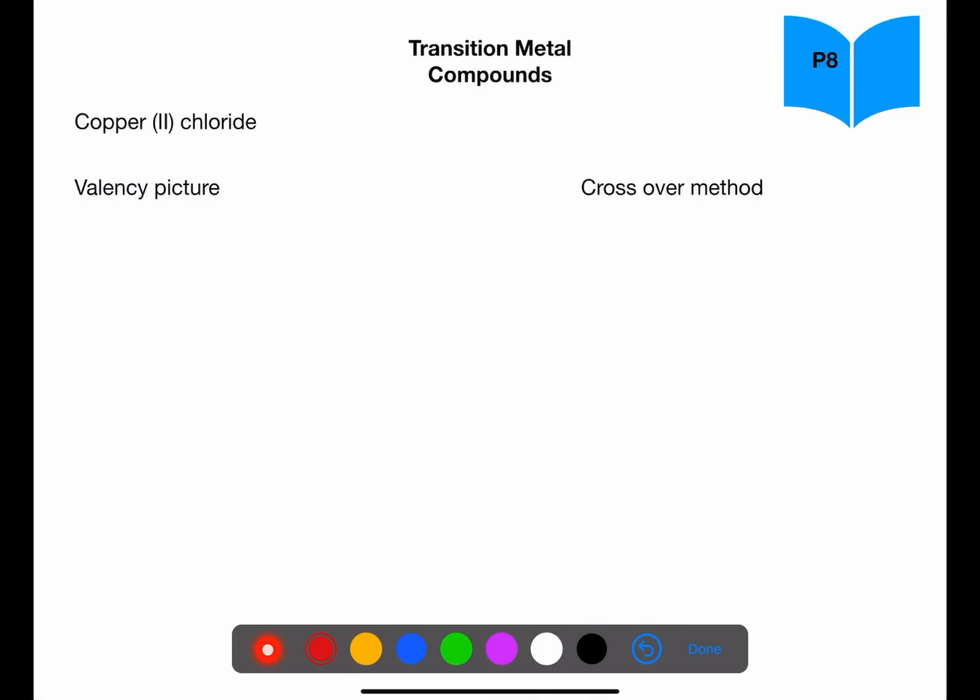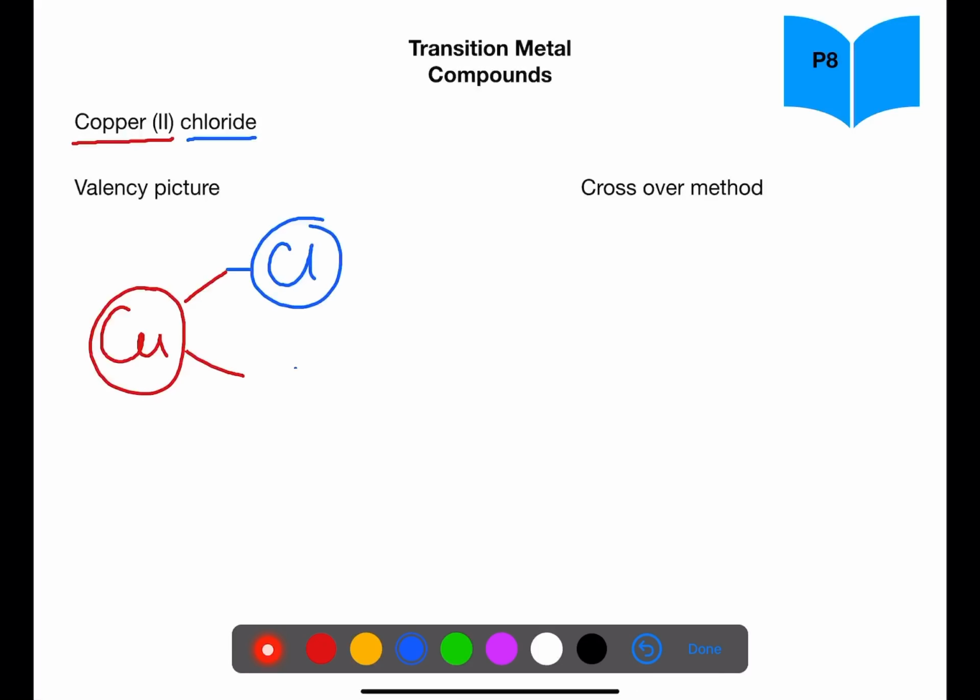The same two techniques can be used with transition metal compounds for writing formulae. Here we have copper(II) chloride. The 2 is the valency for the copper. We find the symbol for copper, Cu, put it in a circle with the 2 for valency. Chlorine is in group 7 and has a valency of 1. We require 2 chlorines to fill up the valency of copper.